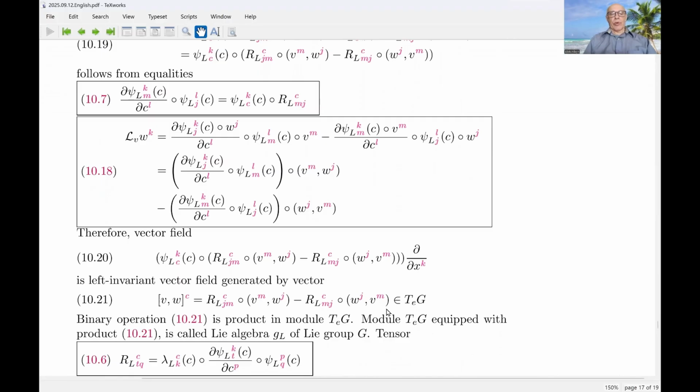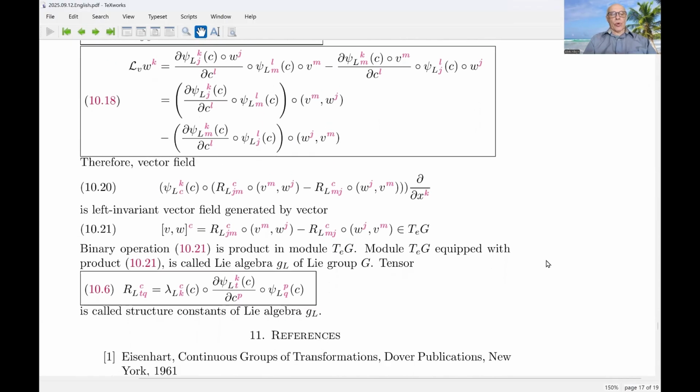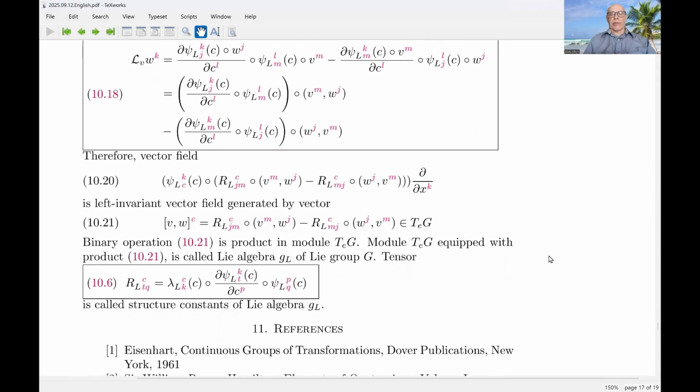Binary operation 10.21 is a product in the module TEG. Module TEG equipped with product 10.21 is called the Lie algebra GL of the Lie group, and tensor 10.6 is called the structure constant of Lie algebra GL.